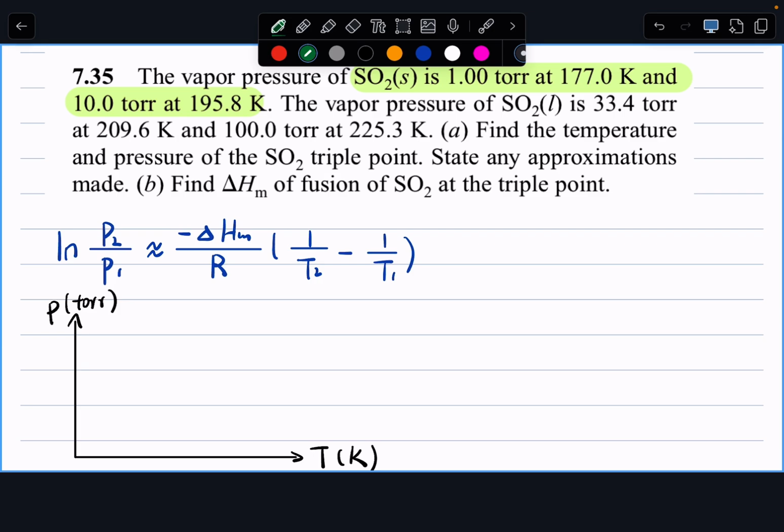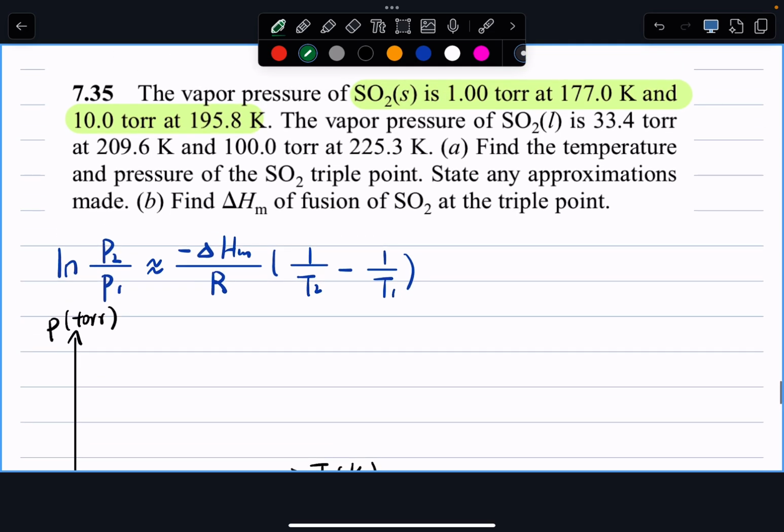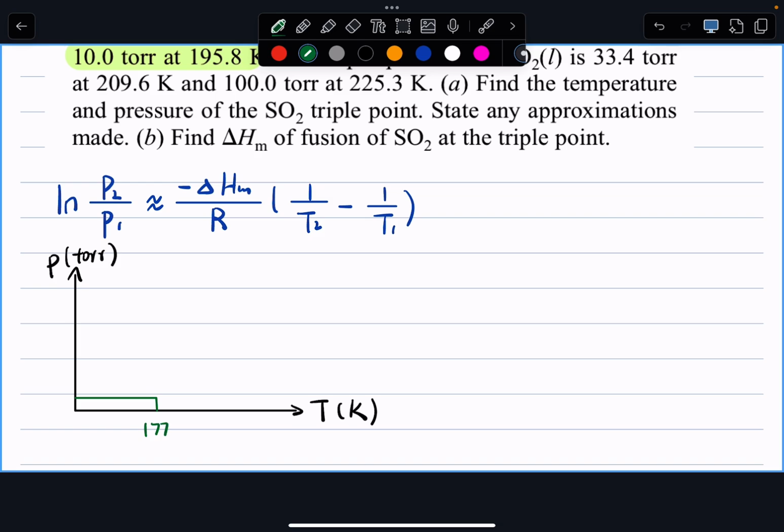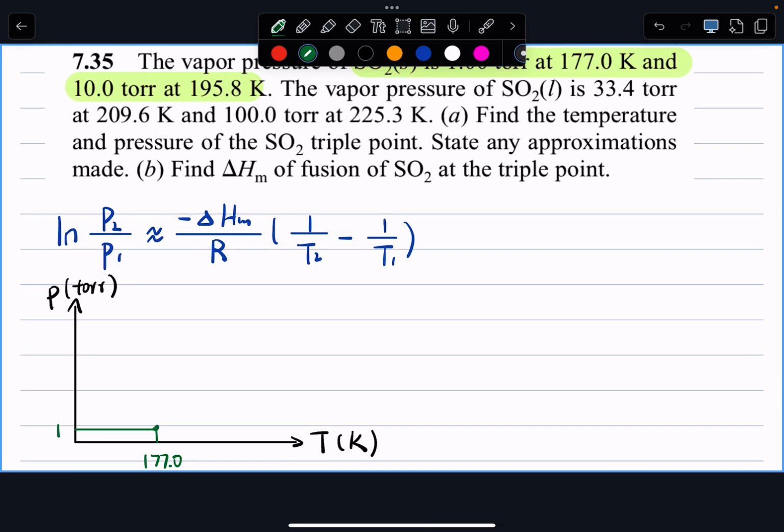So there must be a point. Let's see, we start from 1 torr and 177 K. So this is my point 1. And my point 2 is like 10 torr and 195.8.